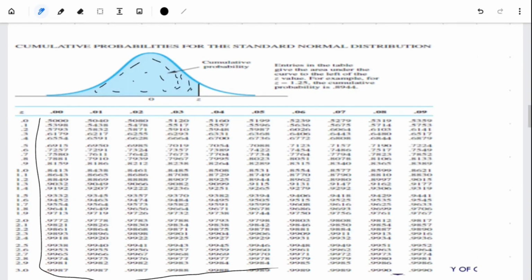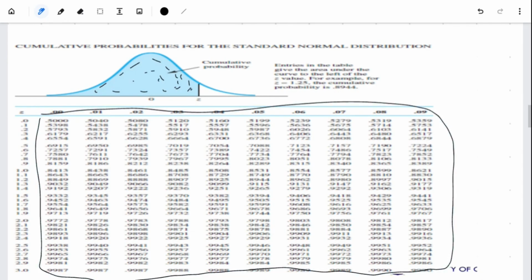Any probability here falls within this shaded portion, and this is the limit, which means all the probabilities here are less than Z. So if you want a probability that is greater than Z, then we say 1 minus the probability that is found here. That is when you are going to get something beyond the limit.